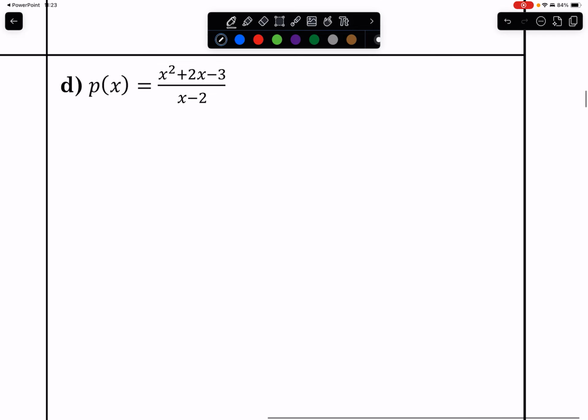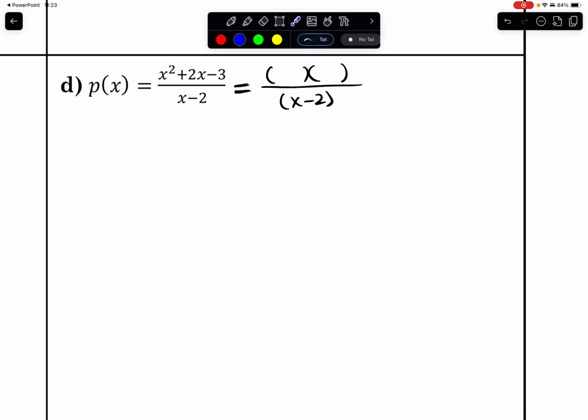In this example, the top part is not factored, so we're going to factor the top part out. Our denominator is good. x minus 2 is already a linear factor, so there's nothing to factor there. The top is not a linear factor, as you see, we have an x to the second power. So we're going to split that up into x and x.